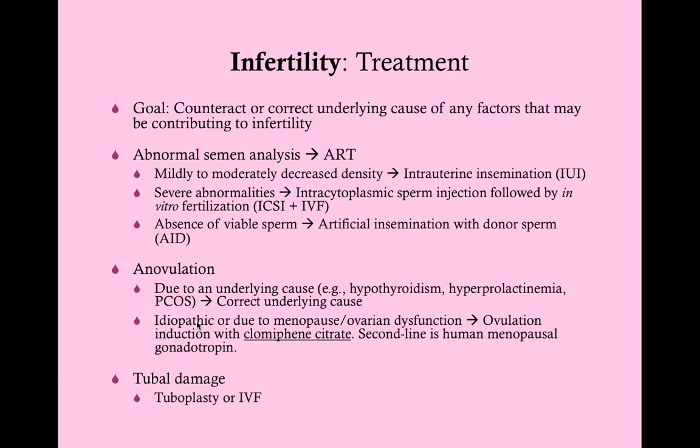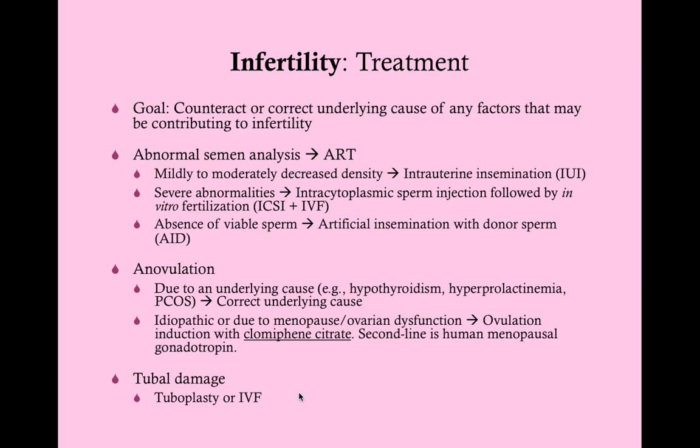So for these three things, you can treat the underlying cause, and that itself may allow them to get pregnant once it's treated. If it's idiopathic or if it's due to menopause or ovarian dysfunction, then in this case we want to stimulate the ovaries to release an egg. And we do that by giving clomiphene citrate, and this stimulates the ovaries to release an egg.